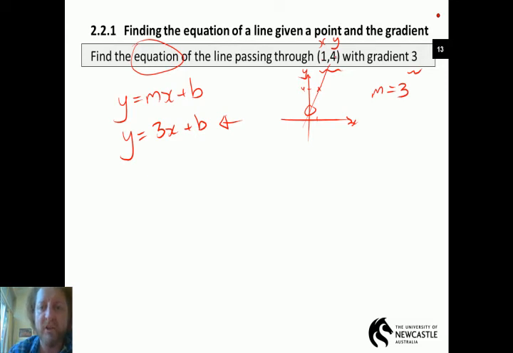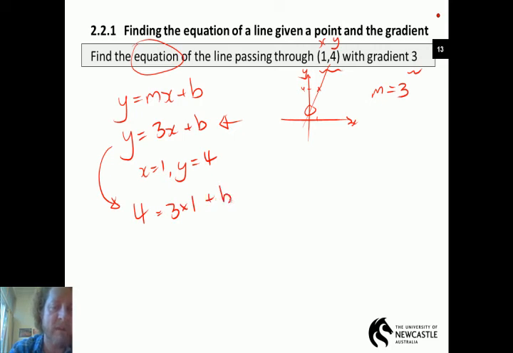We know that the point 1, 4 makes this equation work because this point sits on the line. What I'm saying is x equals 1 and y equals 4 must satisfy this equation. So just chuck them into it. Replace that y with a 4. Replace the x with a 1. I've got an equation with the only unknown as b. Let's solve it. 3 times 1 is 3. How do I get rid of that 3? I'll take it away. If I take 3 away from both sides, 4 minus 3 is 1 equals b. 1 equals b, b equals 1.